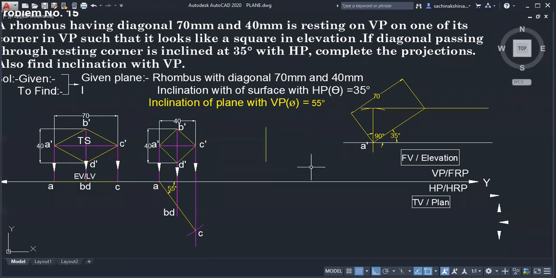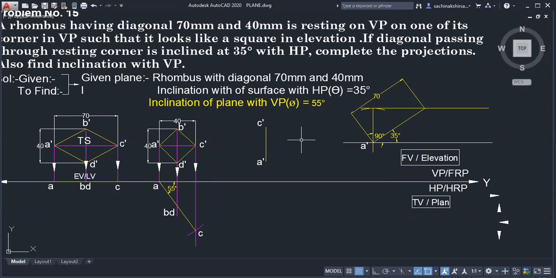Likewise, you can draw any version. Here there will be points A dash and C dash, exactly vertical. How can we locate the remaining points B dash and D dash? We need the distances A to B, A to D, and C to B and C to D.